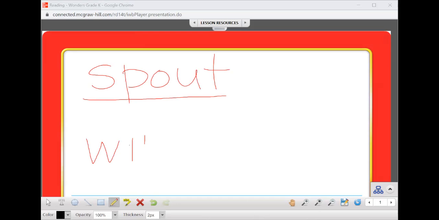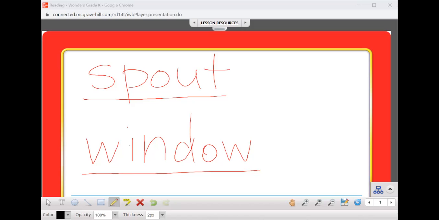Here's another word. This is window. Let's say it and clap. Window. Let's do it again. Window. How many syllables? 2 syllables. Good job, superstars. Practice your syllables. When you hear a word, count it out and see how many syllables it has.